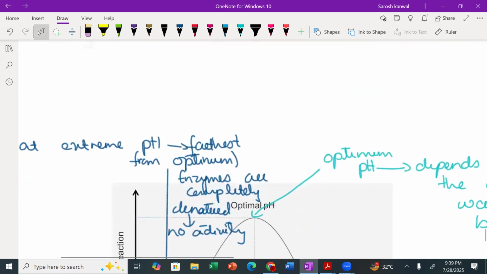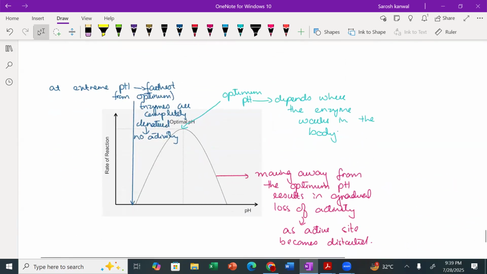We can see this with the help of a graph as well. Here, this was the optimum pH, and both ends are farther away from the optimum pH. So this area is the end at extreme pH. It is the farthest from the optimum pH. So enzymes are completely denatured, or you can have no activity over there. While moving away from the optimum pH will result in gradual loss of activity, as the active site will become distorted, or the enzyme will be denatured.